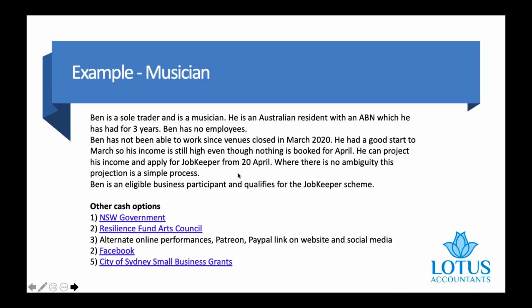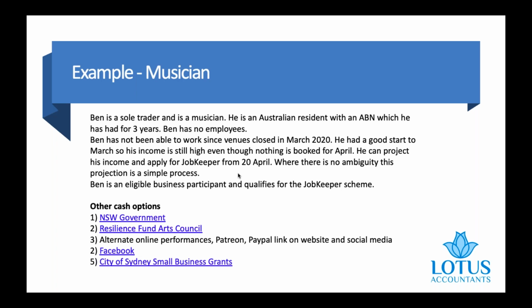As an example, we have Ben. Ben is a sole trader, he's a musician. He is an Australian resident. He has an Australian business number and he's had that for 3 years. He has no employees. So he hasn't been able to work since the venues closed in mid-March.